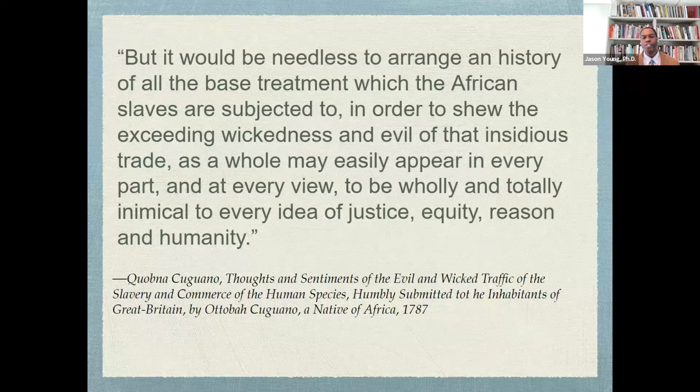And so he refuses to go into detail about the larger experiences that he has. He doesn't personalize, he doesn't talk about it at all. He only notes that he's not going to talk about it. Next slide, please.